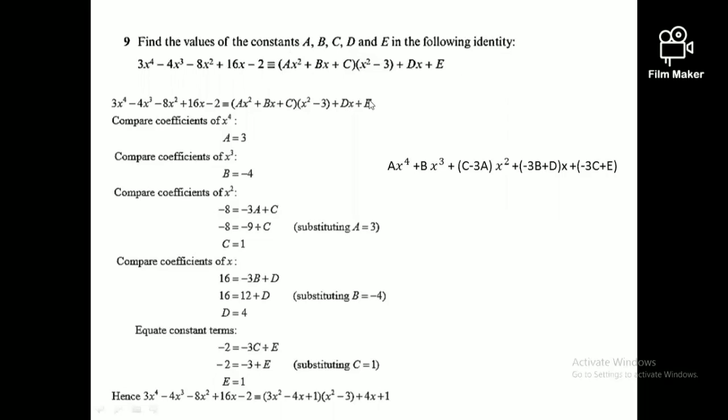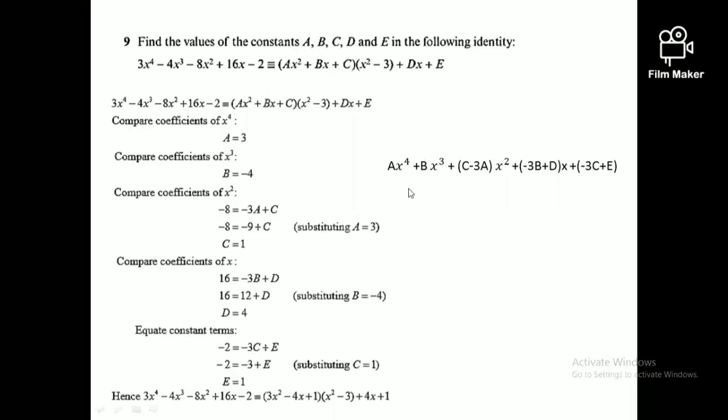If you expand the right hand side, you can obtain ax squared into x squared is ax to the power 4. x squared into bx is bx cubed. x squared into c is cx squared. Then minus 3 into x squared is minus 3x squared. Minus 3 into bx is minus 3bx. Minus 3 into c is minus 3c, plus dx plus e.